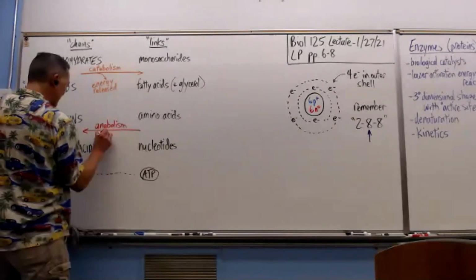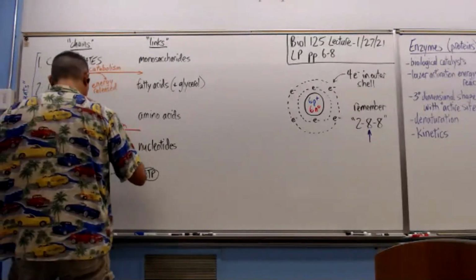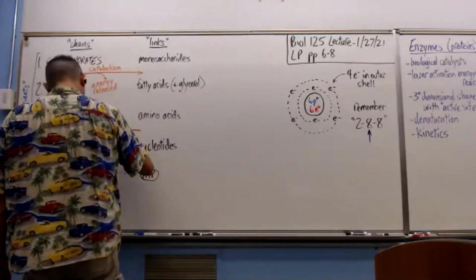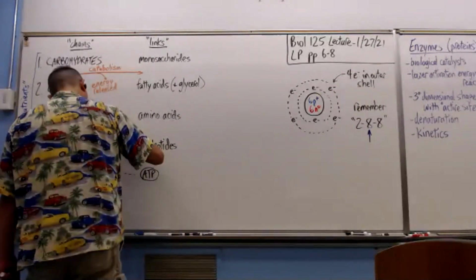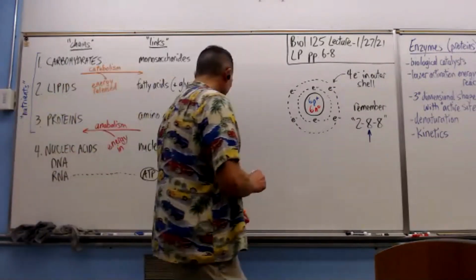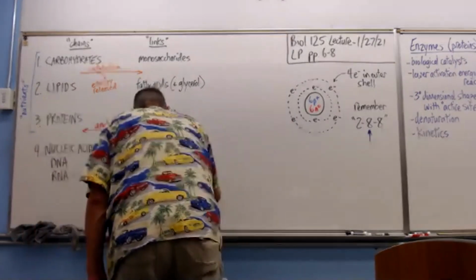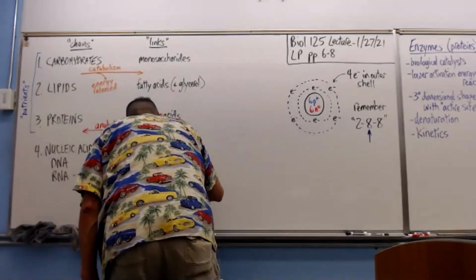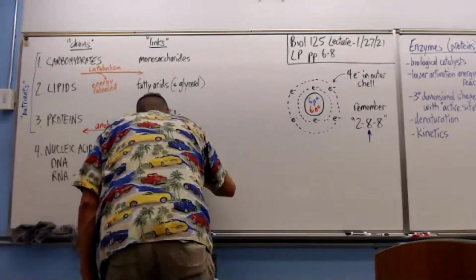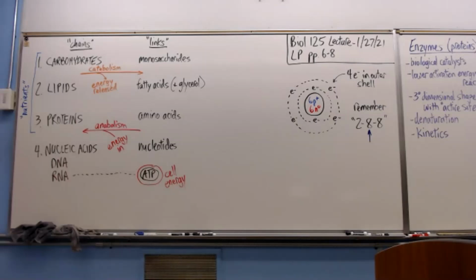But to build things up, and this has to do with the laws of thermodynamics, you have to put energy in. And this is the only form of energy your cells use: ATP. So if you're going to put energy in to build up any of those chains, you've got to donate a lot of ATP.